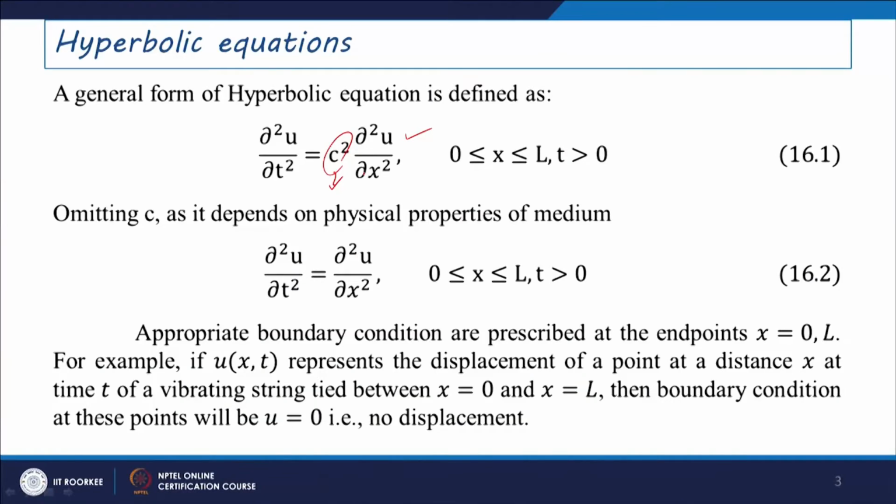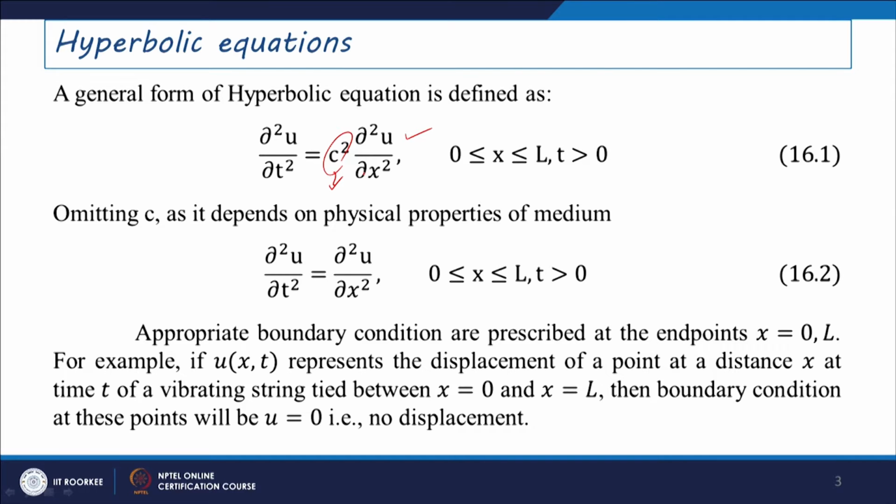Since c depends on the physical properties of the medium, if we omit c, we can write this equation in the form del square u by del t square equals del square u by del x square. The domain lies from 0 to L for t greater than 0. The boundary condition requires the end points x equals 0 and x equals L.